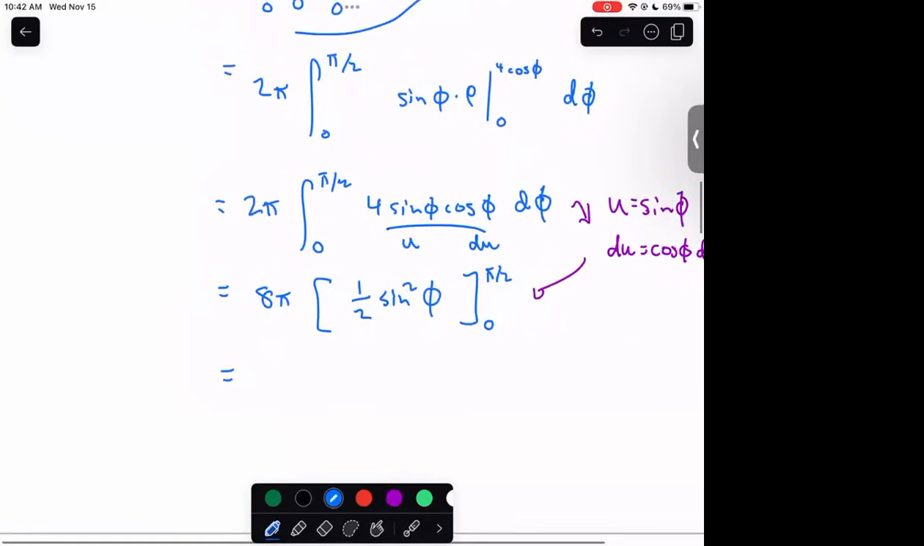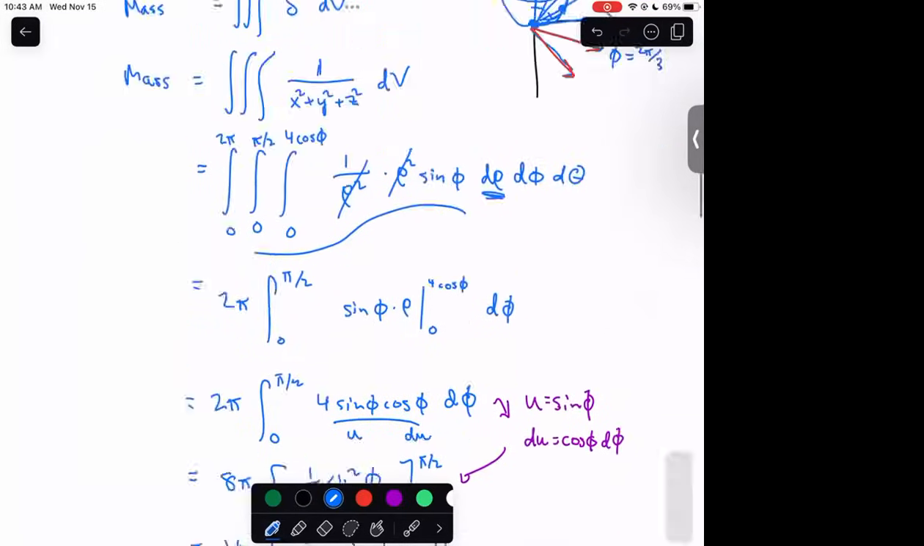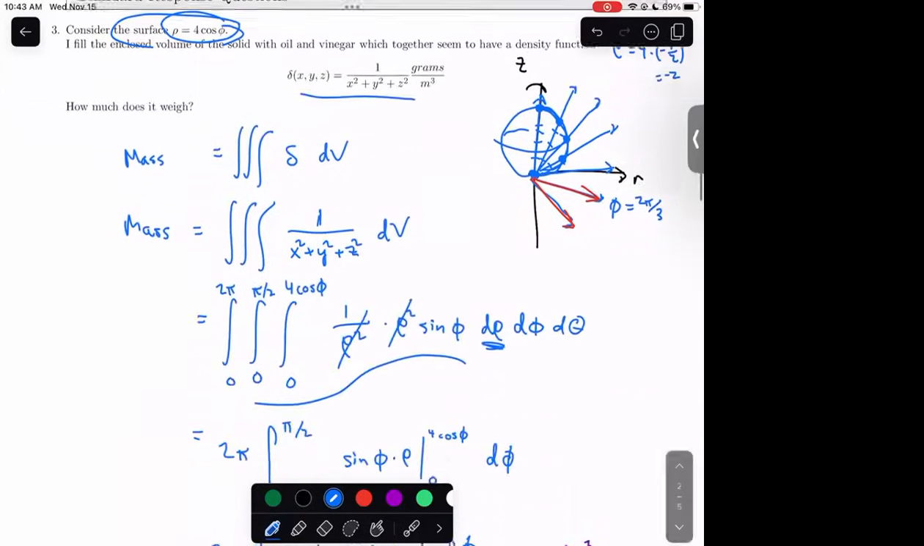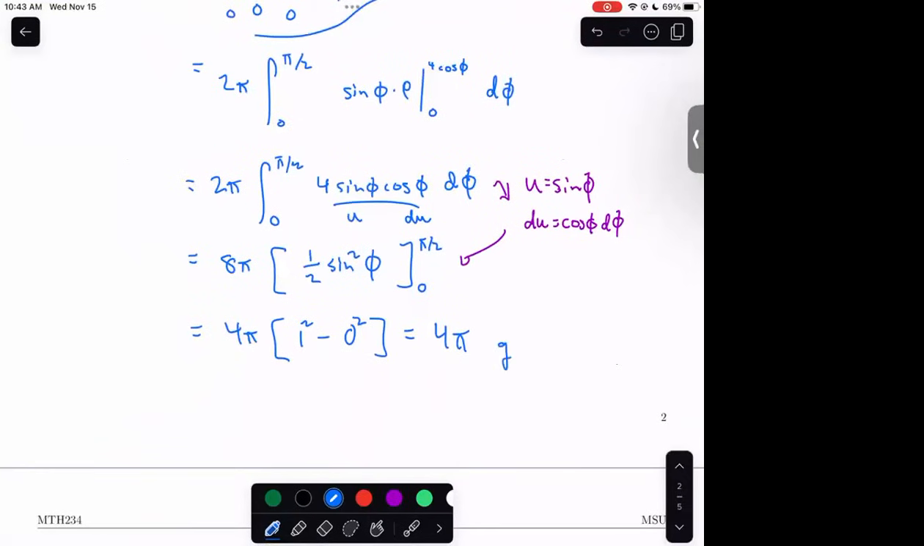All right, well, the 1/2 can come out and cancel with the 8 pi a little bit to get 4 pi. Sine squared at pi over 2: well, sine of pi over 2 is 1, and sine of 0 is 0. Of course, when you square those, they're not very interesting. And so you just get 1 minus 0 times our 4 pi. That's going to be 4 pi. If you go back and look at our units, I don't even know why I included units for this one, but assuming that x, y, and z are all in meters, our function was in grams per cubic meter. So this would be 4 pi grams. This is going to be the mass in total.